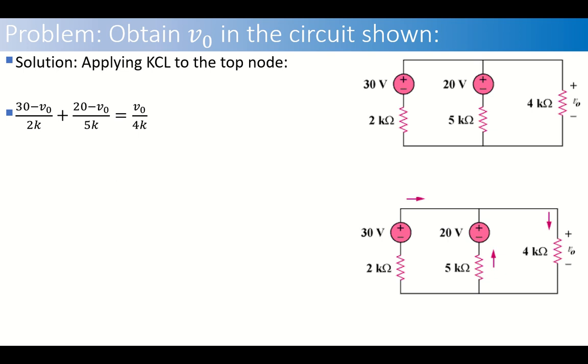Since there is only one variable, we only need one equation, so we have constructed this equation. Now we can easily simplify for V0. This is a very easy algebraic solution. So V0 is equal to 20 volts. So you can say that the voltage across the 4 kilo ohm resistance is 20 volts.